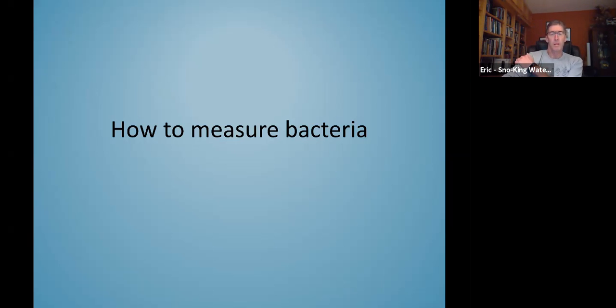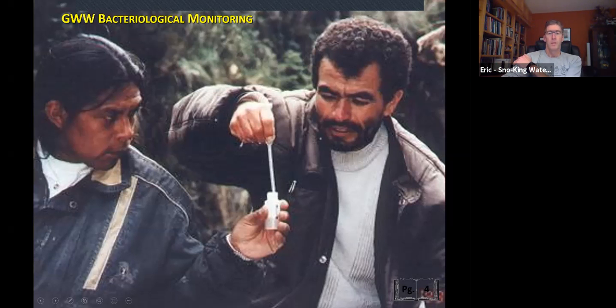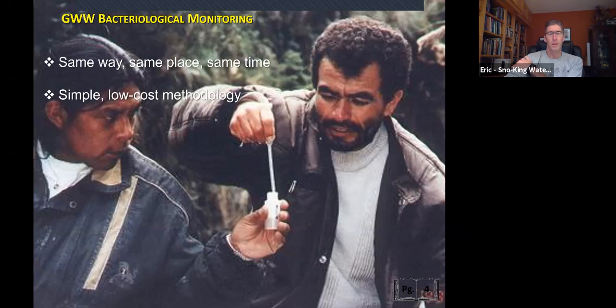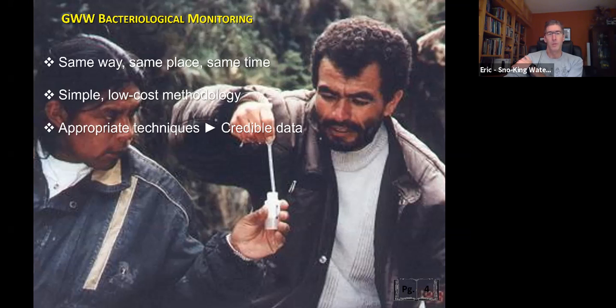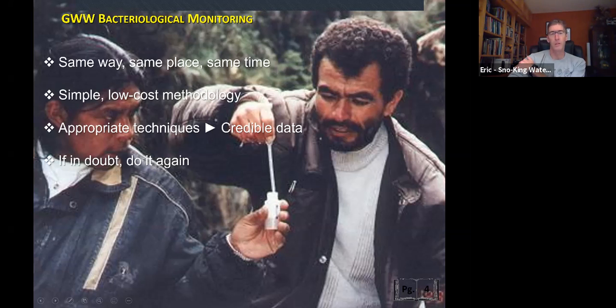Let's talk about how we measure bacteria. This is an example of the equipment that's being used to monitor the bacteria. Global Water Watch has a few basic principles. One is do it the same way, same place, same time. They advocate using this simple, low-cost method. If you do it the same way, using consistent methods and techniques, you can generate credible data. And always, if in doubt, do it again. In other words, make sure you don't make a mistake when you're doing the technique. If you do it over, you're not generating incorrect data.